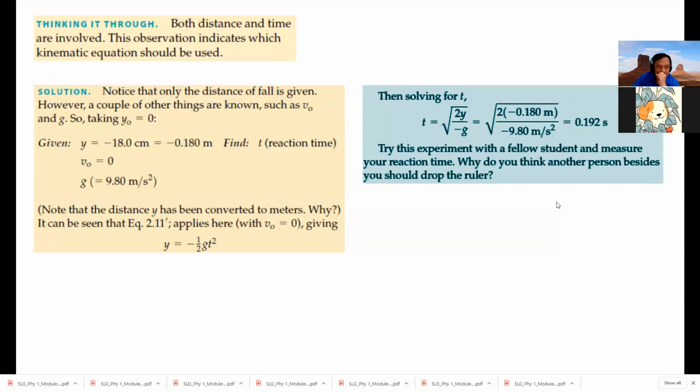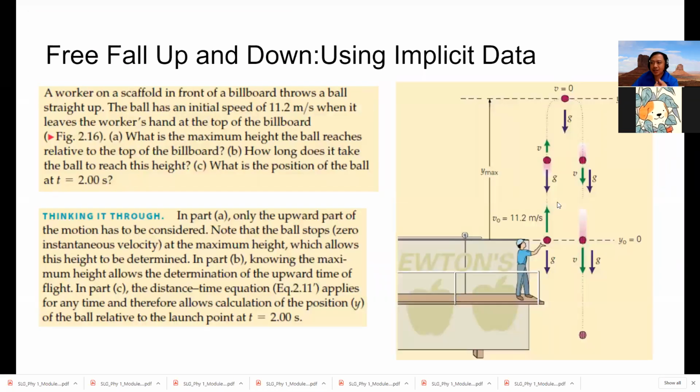Okay, so there, we have that second problem. And third problem is throwing up, then going down. So medyo complicated din ni. And you have to take note kung upward, positive, downward is negative. And also, the title is using implicit data. When you say implicit, it's not given in the problem, but it's assumed that you know it, like the acceleration due to gravity, which is 9.80 meter per second squared. So this problem: a worker on a scaffold in front of a billboard throws a ball straight up.